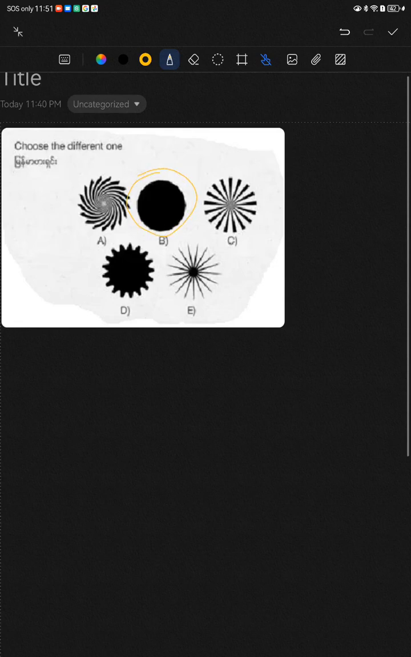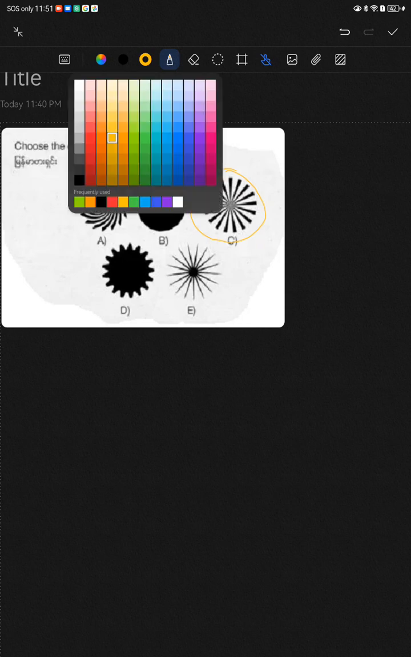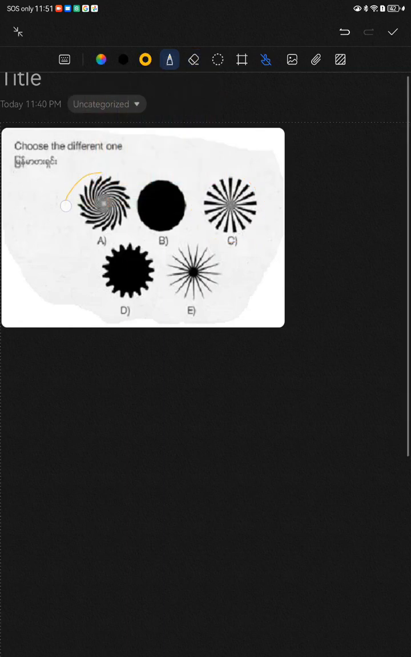But why? There's a more logical approach to this solution. Okay, so we'll focus on C. C is just a shape made of many black sectors. Now let's look at A. Does A remind you of something? Yes, it looks like C, but it is twisted. So A is just a twisted version of C.